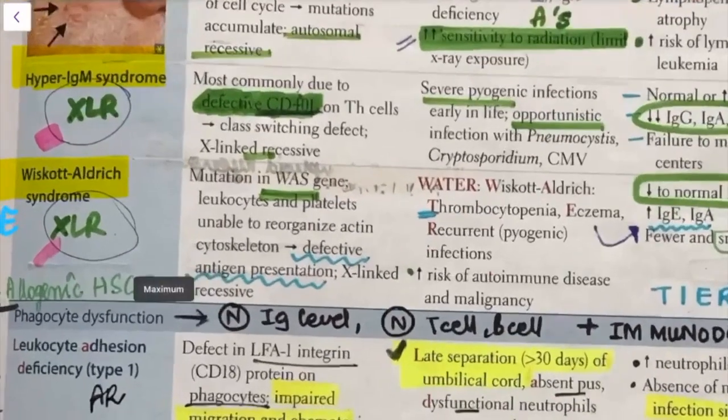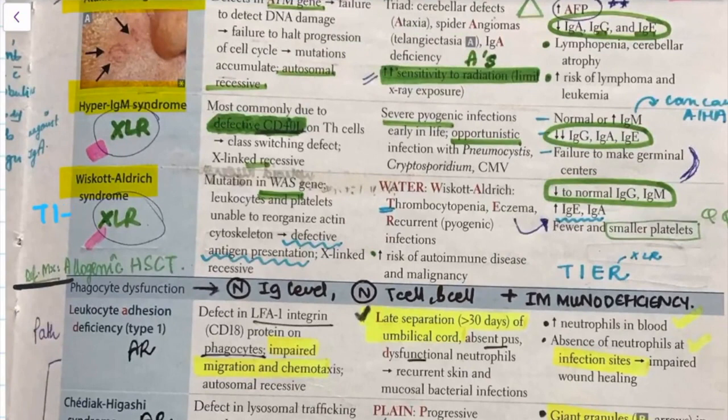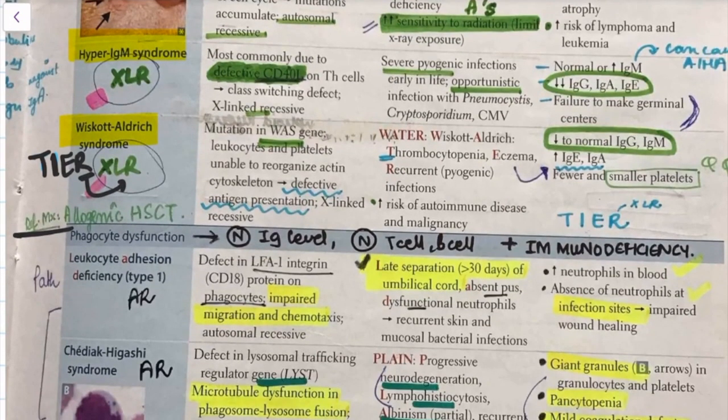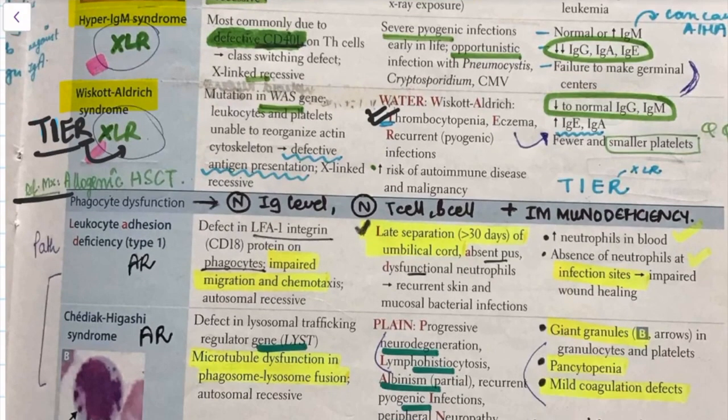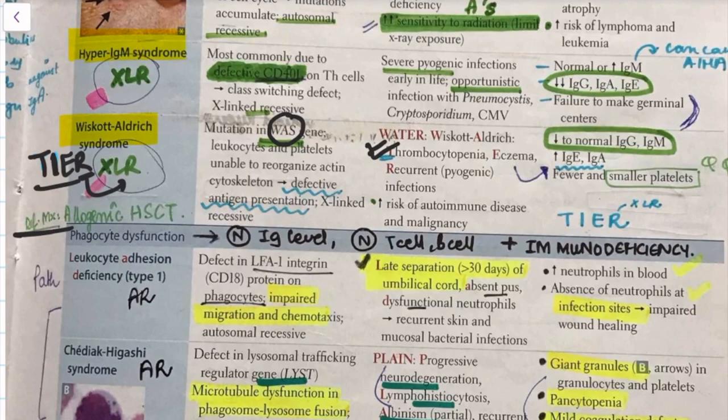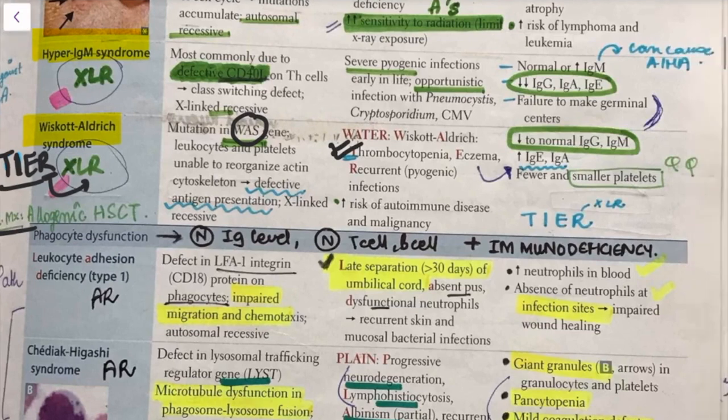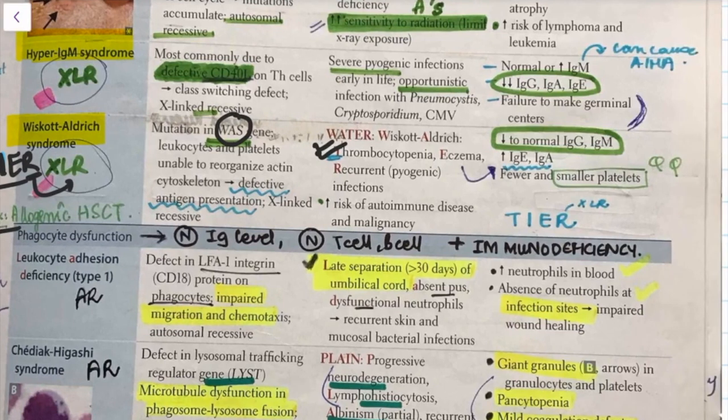So Wiskott-Aldrich is easily remembered by the mnemonic TIRE. TIRE stands for thrombocytopenia, infections, eczema and recessive, that is X-linked recessive. So we've combined the clinical features. So this is done, and the mutation is in the WASP gene. There's defective antigen presentation and it's an X-linked recessive disorder, as it's already done. And importantly, you need to remember the lab finding, which is a bit different, that here you have fewer and smaller platelets will be formed.